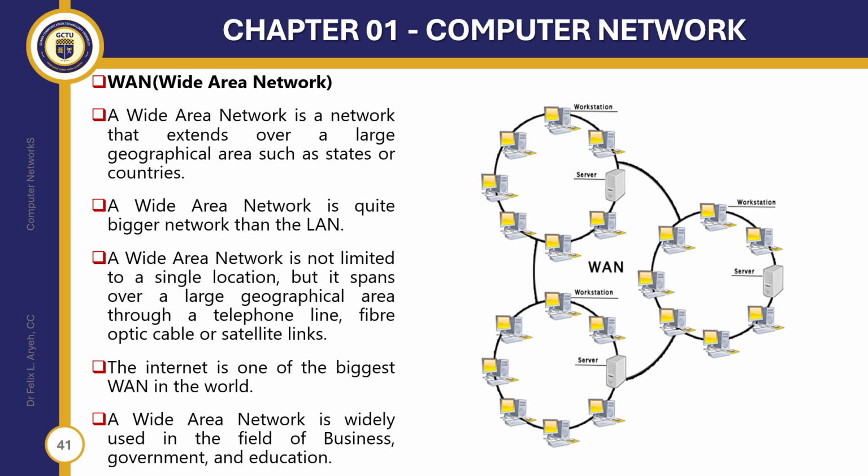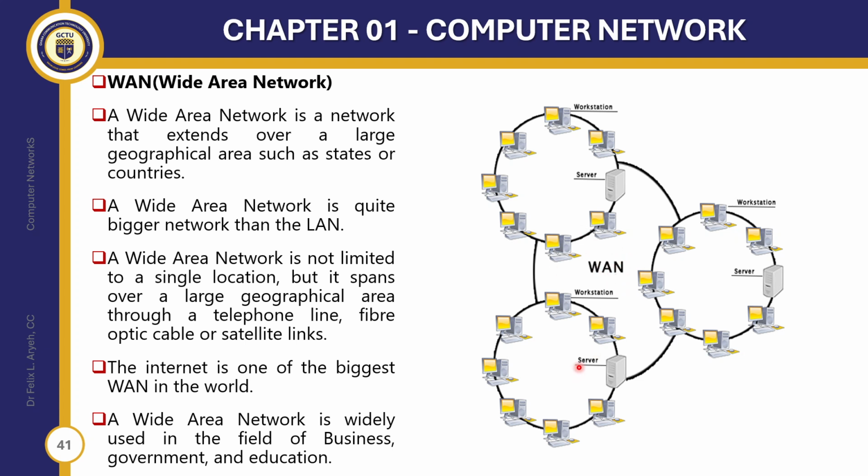Now we have the wide area network, which we normally term as WAN for short. As the name says, a wide area network is a network that extends over a large geographical area, such as states or countries. So we can have one country serving as one network, Ghana, Nigeria, let's say Togo. If we connect all these networks together, we can have what we call the WAN. So there is a wide area network.